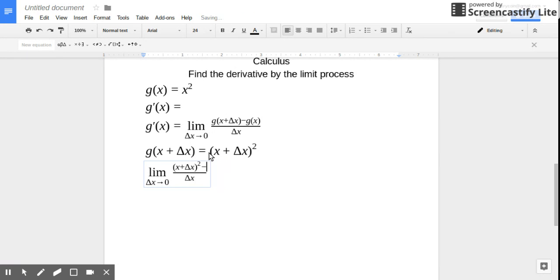And of course we have x squared because that is our function. But what we're going to need to do is, this thing is squared, so we're going to have to do some math here. We're going to have to do some algebra. We're going to go ahead and come right down here and do that. All right, so this is equal to what? We have two of them. It's x plus delta x, x plus delta x.